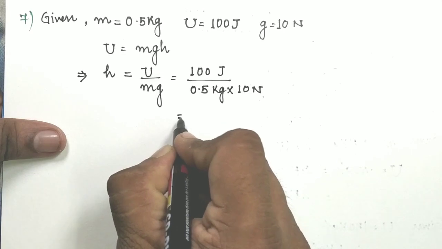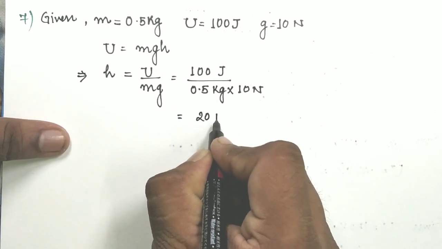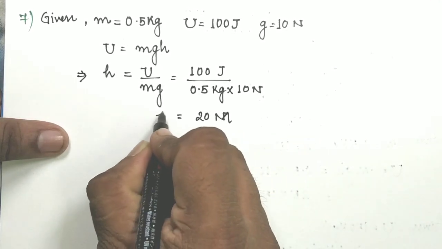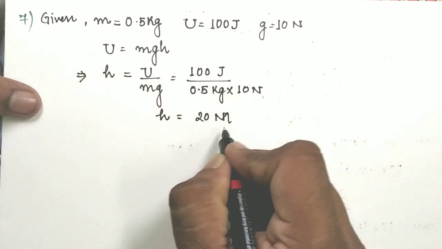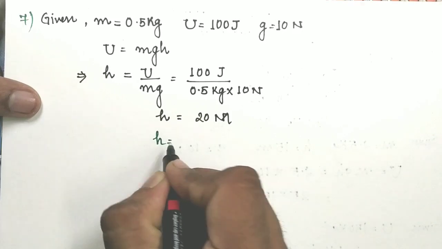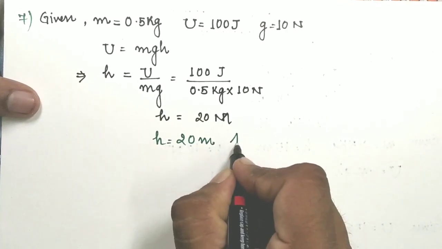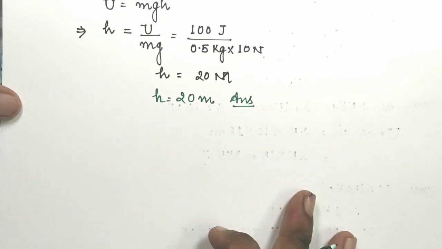So what will it be? Now in this condition it will be 20 meter, the height of the tower. So we have calculated that the height of the tower is 20 meter. So 20 meter is the answer for this question. Now proceed towards the next question.